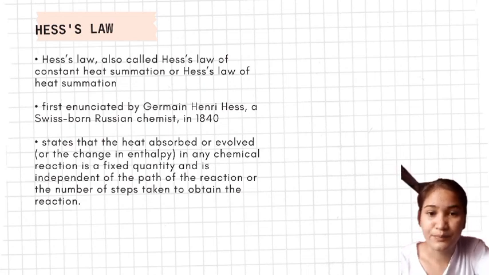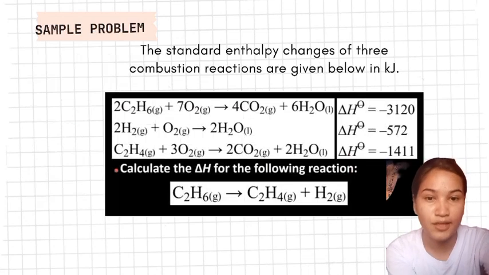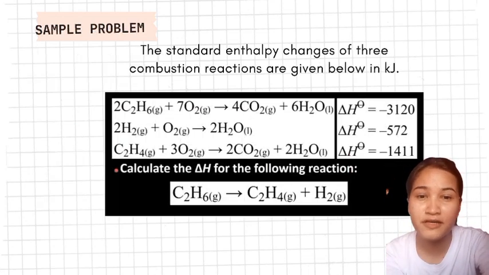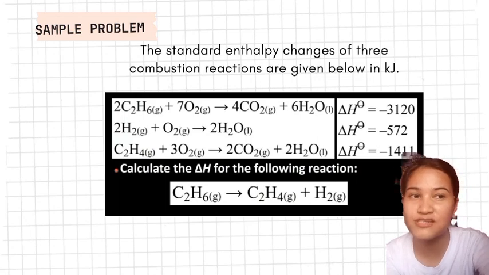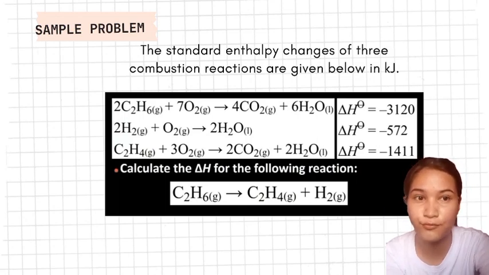Here we have a sample problem. Let's look at this sample problem. For the first reaction, we have the combustion of 2 moles of ethane to produce carbon dioxide and water. The enthalpy change for this reaction is negative 3,120 kilojoules. In the second reaction, we have the combustion of 2 moles of hydrogen to produce 2 moles of water.